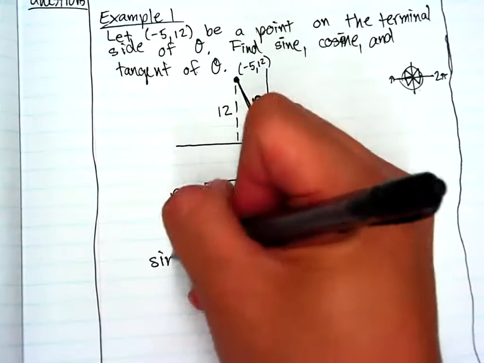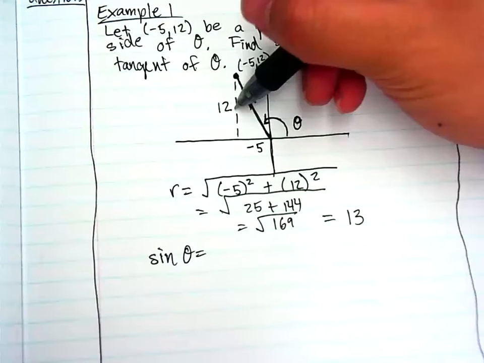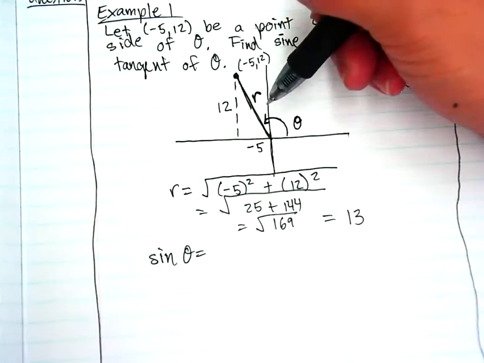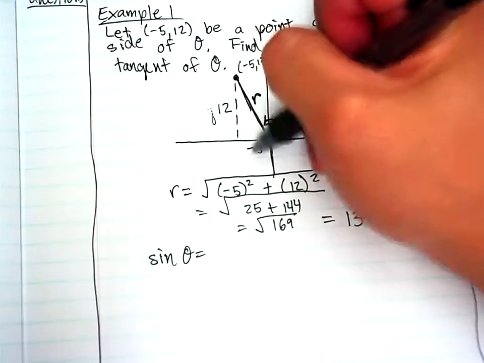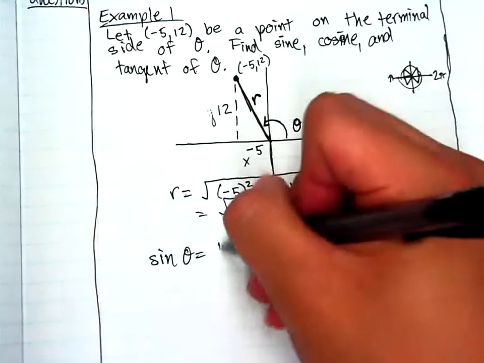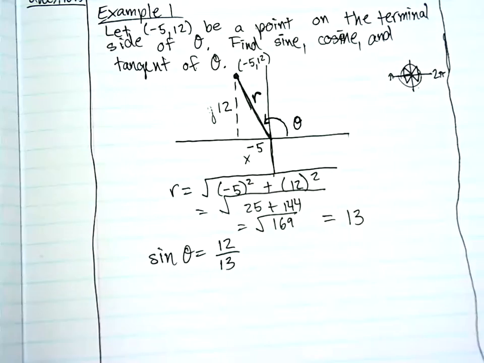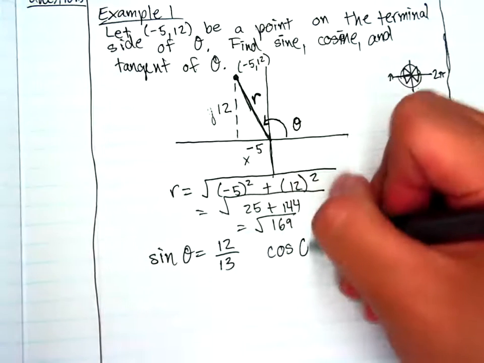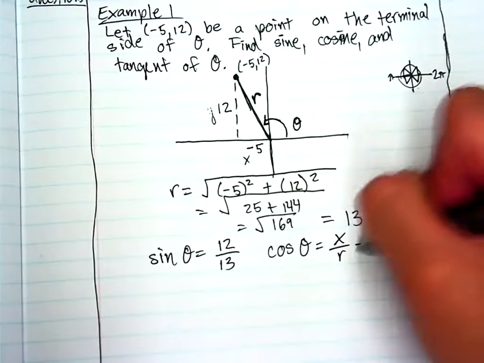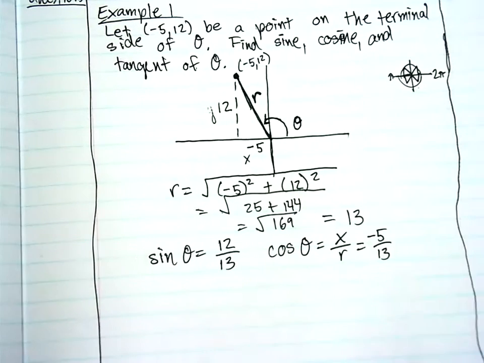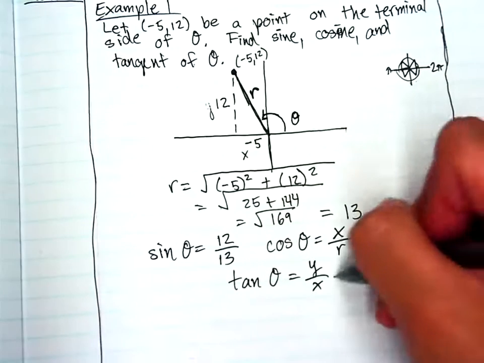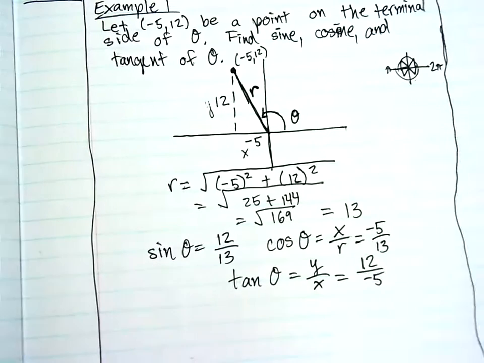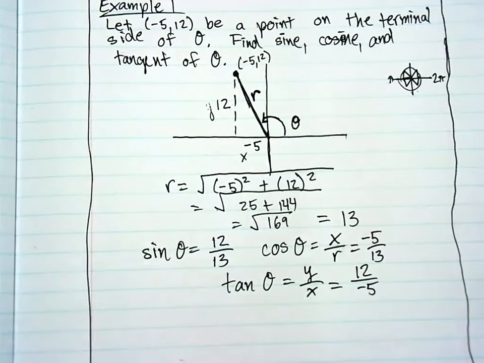So sine of theta will be opposite over hypotenuse, so 12 over 13. Or, based on the definitions that you just copied down, y over r. So this is my y value, my x value. So y over r, 12 over 13. Okay. Cosine of theta will be x over r, and that's going to be -5 over 13. And then tangent of theta will be y over x, and that's 12 over -5. Okay? So that's example 1.